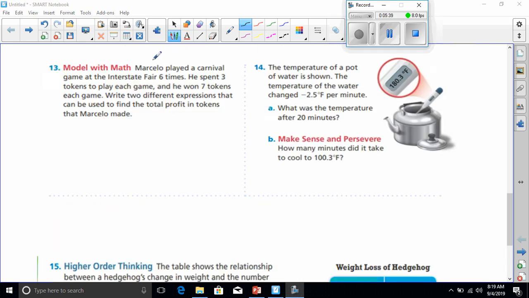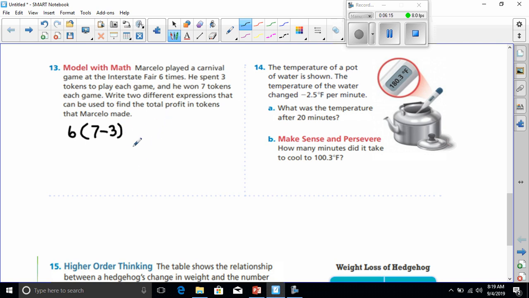Next one, number 13, says that Marcelo played a carnival game at the interstate fairs 6 times. He spent 3 tokens to play each game, and he won 7 tokens each game. Write 2 different expressions that can be used to find the total profit in tokens that Marcelo made. Well, one, we could say that since there were 6 games, and he spent 3 tokens, so that's going to be -3, but he won 7 tokens. So this could be 7 minus 3. That could be one expression.